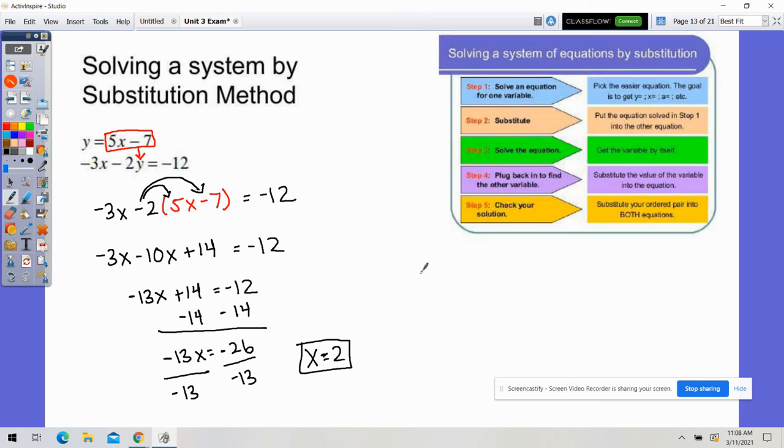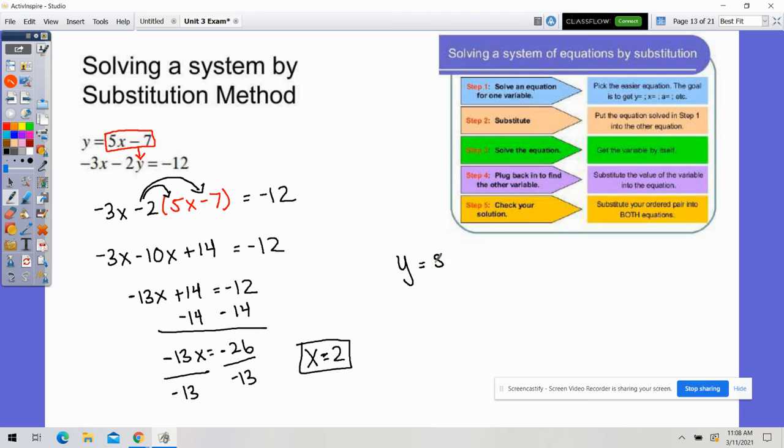So now that we have our x value, you want to plug it back in to find the other variable. So substitute the value of the variable into the equation. Since I know x equals 2, I can choose either equation. The top one is more simple than the bottom, so I'm going to choose the top.